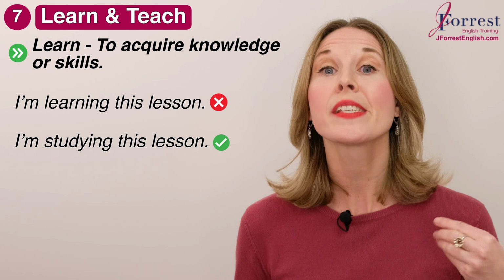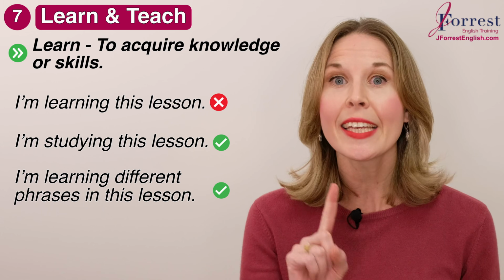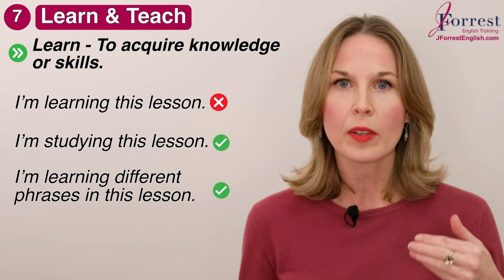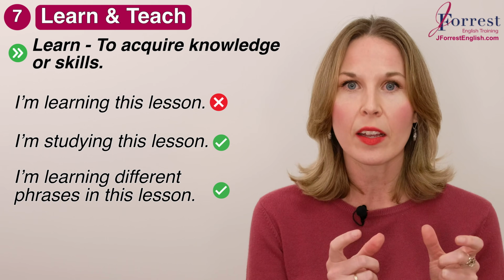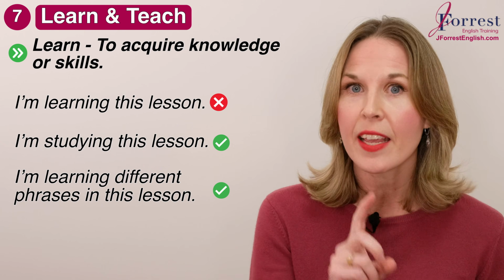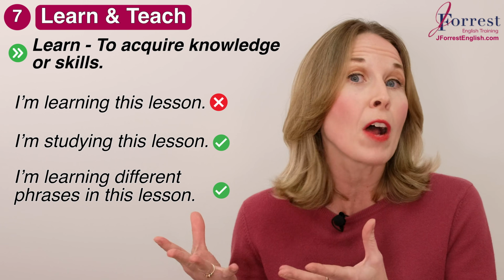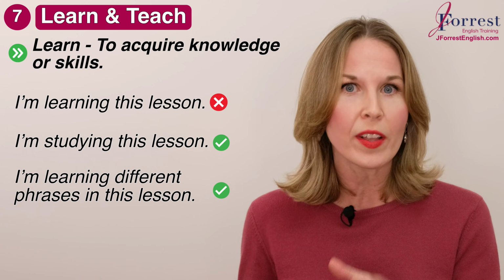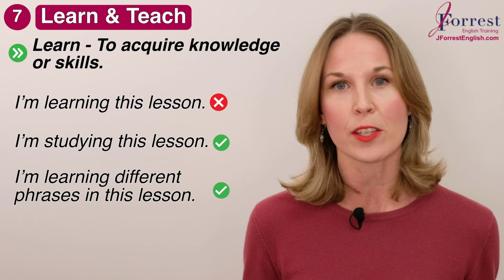You should say, I'm studying this lesson, or I'm learning different phrases in this lesson. So you're gaining a specific skill or knowledge. The knowledge represents the phrases. I'm learning phrases in this lesson because you're not gaining skills of the lesson in general. It's the information in the lesson. That's why the sentence doesn't work.